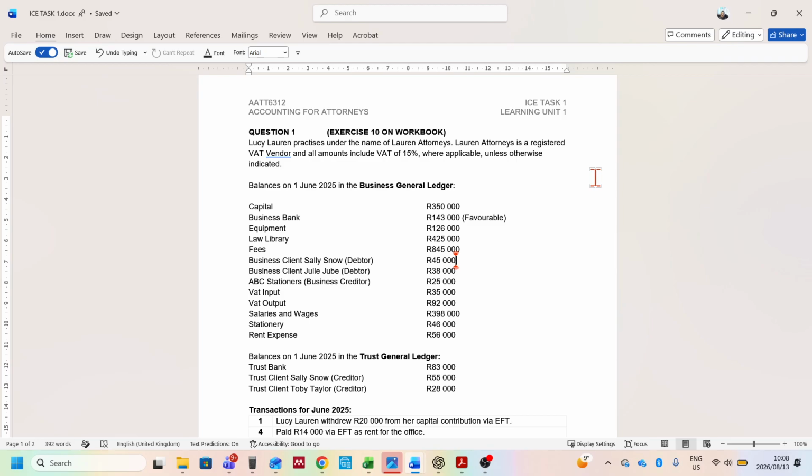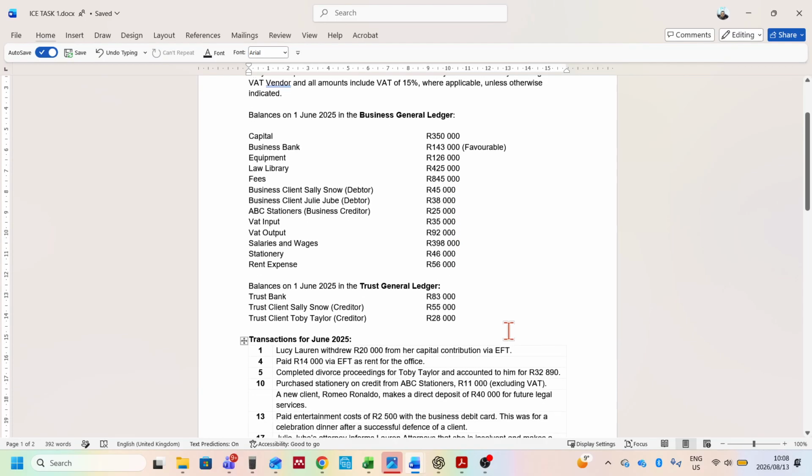Then it says that the balance on the 1st of June 2025 in the trust ledger is 83,000. So we have 83,000 sitting in our trust what? Bank account. But of this 83,000, 55,000 belongs to who? Sally Snow. No, 28,000 belongs to Toby Tyler. So these are our two trust client accounts.